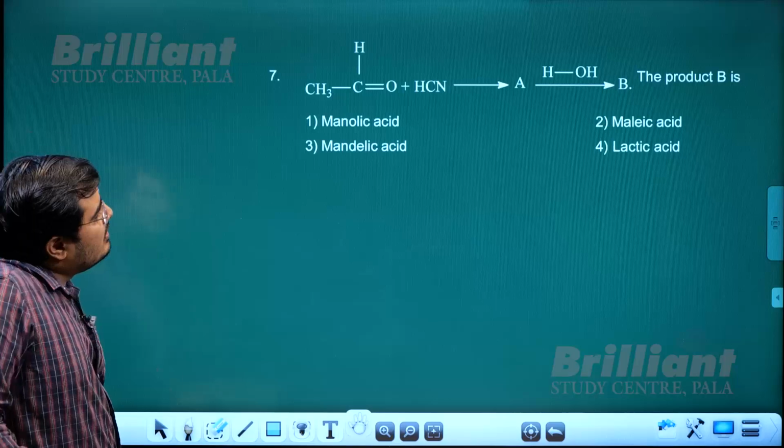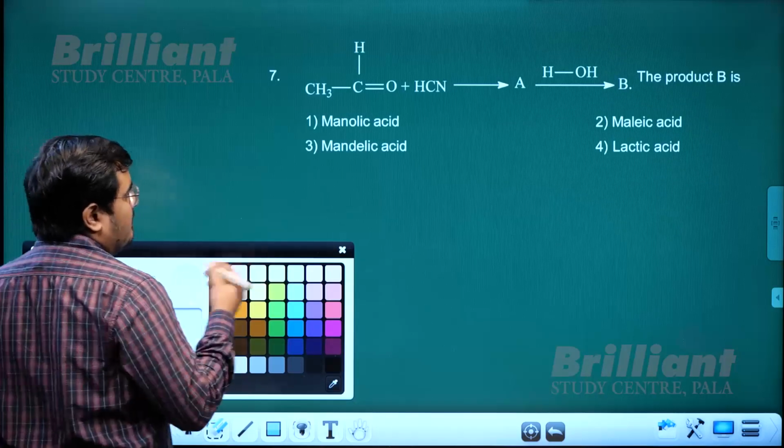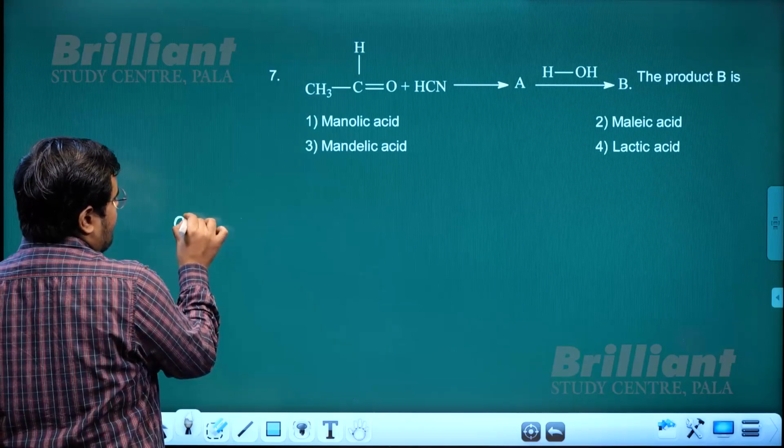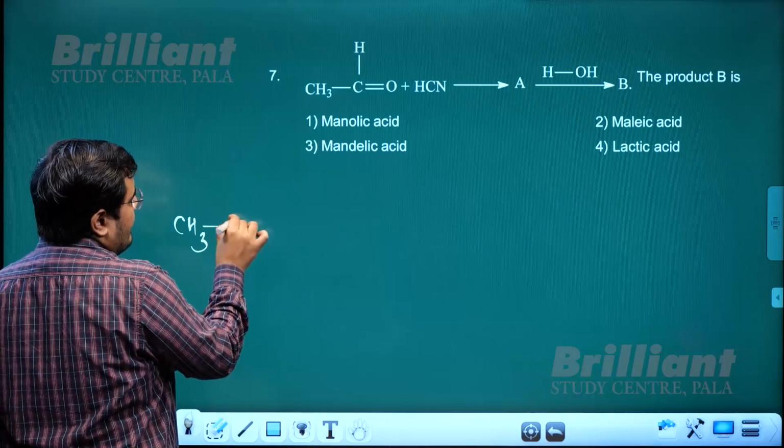Next is, this reaction is again a part of the aldehyde ketone chapter. So we have an aldehyde.